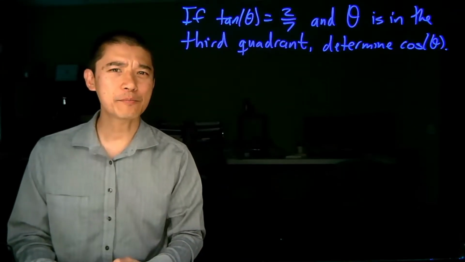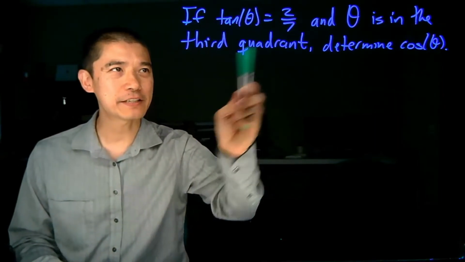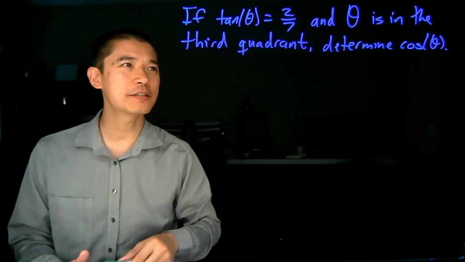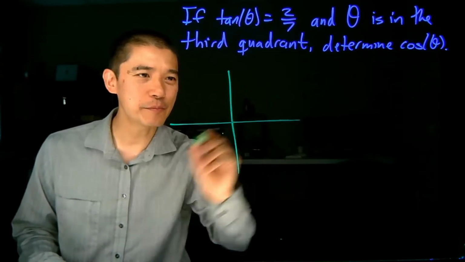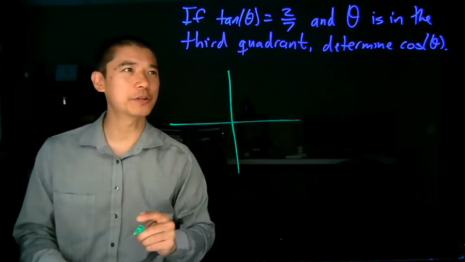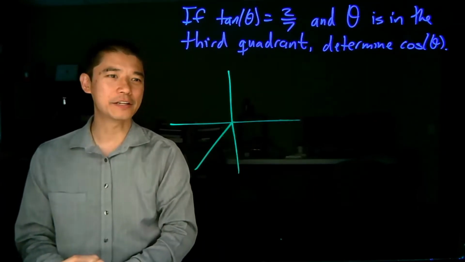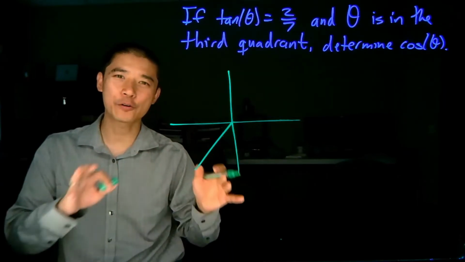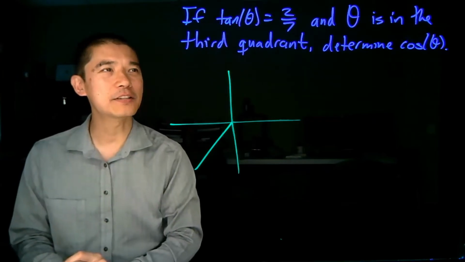We're going to do the same problem again, except now we're going to do a geometric approach. So once again, if tangent theta is equal to 2/7 and theta is in the third quadrant, determine cosine of theta. So for the geometric approach, we're going to start off by drawing a coordinate system. Now theta is in the third quadrant, so we're just going to stick it out somewhere down here. It doesn't have to be exactly proportional, this is just getting the ideas across. And then we know that tangent theta is equal to 2/7.